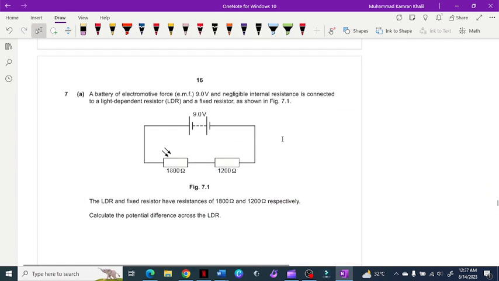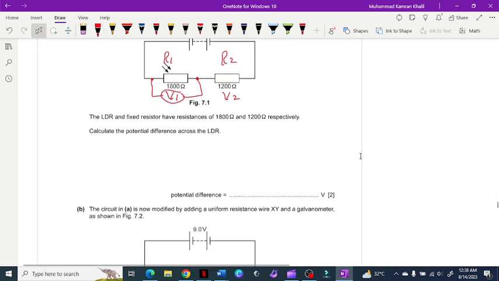Moving towards the second last question, which is related with the potential divider. In this question he is saying to calculate the potential difference across the LDR. So what we will do is assign the symbols. This is a series combination. In series combination the voltage will always split. So it means that we are required to calculate the voltage across this one. So we will apply the formula.